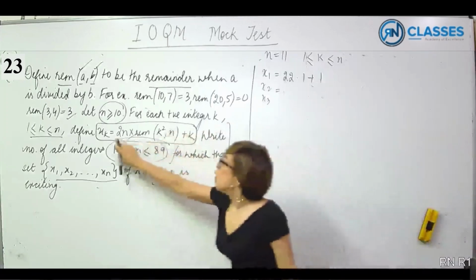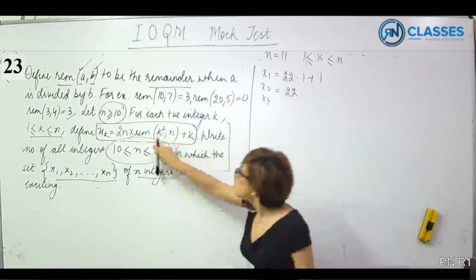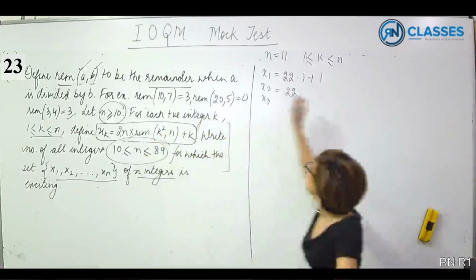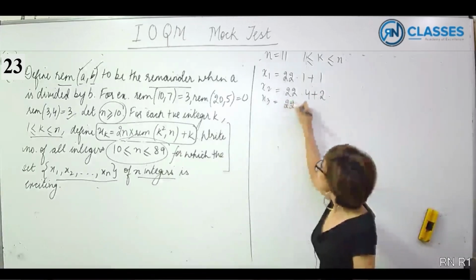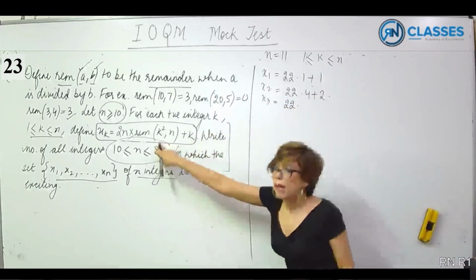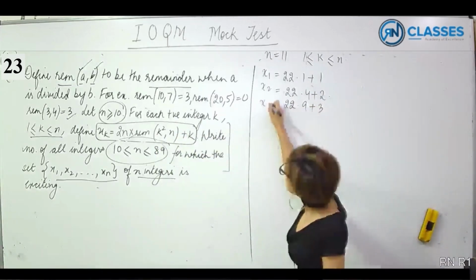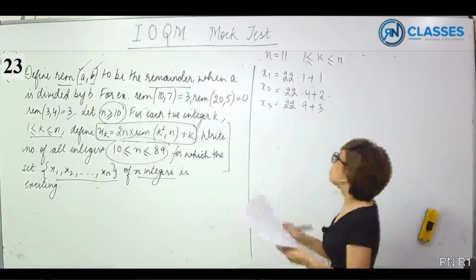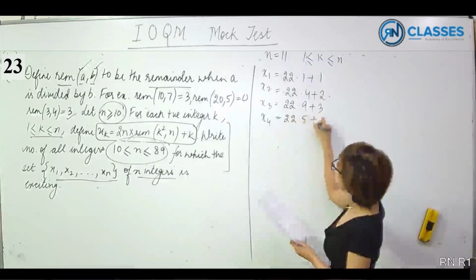Second term. Now, obviously 2n remains same, so 22 will be there, into. Now, 2 square, remainder when 2 square as in 4 is divided by 11, that would be 4 plus 2. Next, 22 as it is, into 3 square divided by 11, that is obviously 9 plus 3. Right? So, let me write the terms, let's see what happens. Right? So, x4 is nothing but 22 into 5 plus 4, fine.